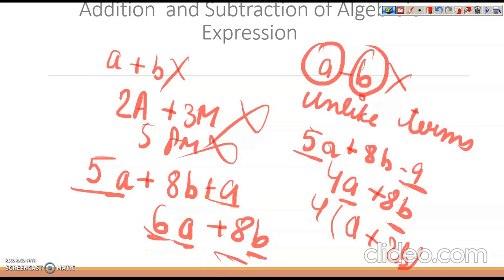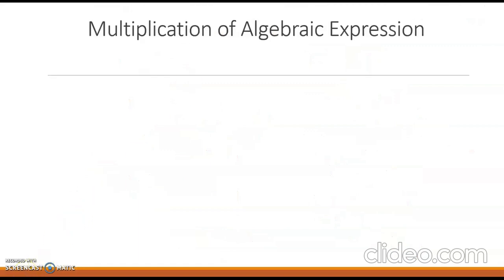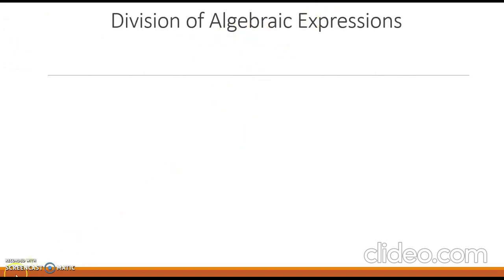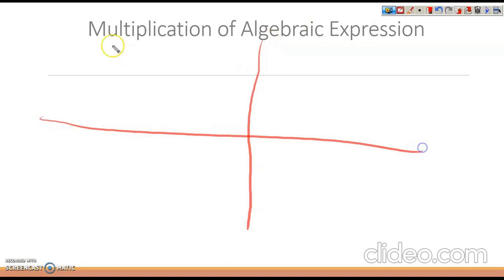So now let's look at multiplication of algebraic expressions. There are four ways you can multiply, okay? Now let's see the first. The first is multiplication of two monomials.